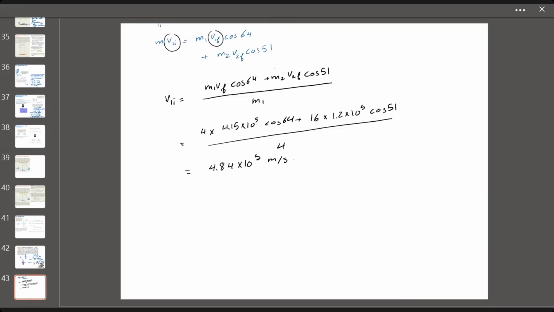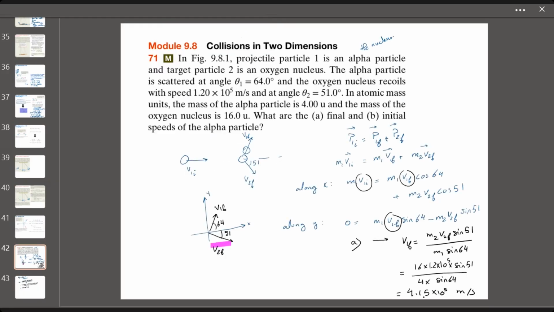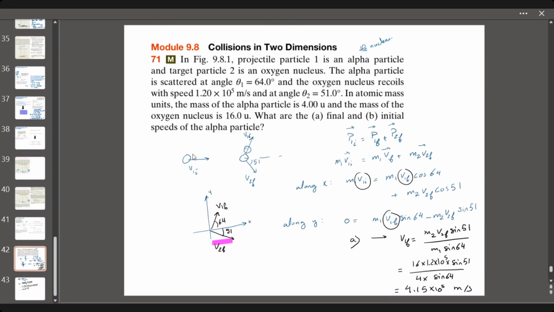Notice how the initial speed of the alpha particle must be larger than the final speed. It is a bit larger. So that makes sense because the oxygen was at rest. So the speed of the alpha particle will be distributed on both the oxygen and the alpha particle after the collision. Does this make sense? All right.